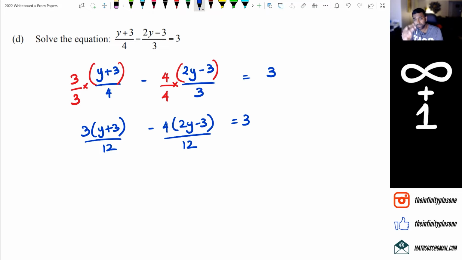Now, because we can actually combine the two fractions together, because 12 is a common denominator for both of these fractions, we rewrite this as 3 bracket y plus 3 minus 4 bracket 2y minus 3. All of that is over 12.